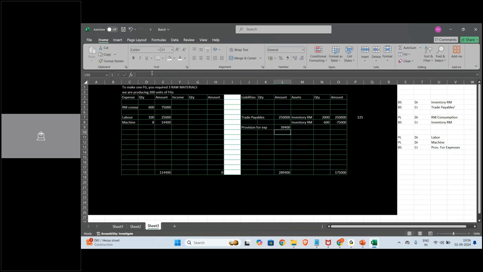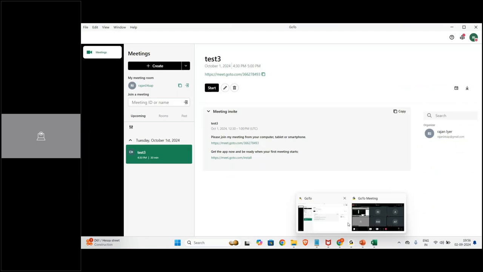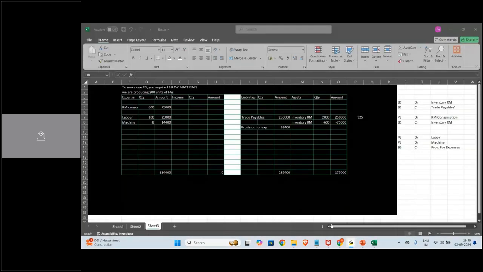Let me go to the meeting and check whether everything is getting recorded. Otherwise, it will be very bad on me. Yeah, it's getting recorded and it is getting shared. So this problem is going to be there only for 2-3 days. Not a problem. I just have to become more familiar with the tool.